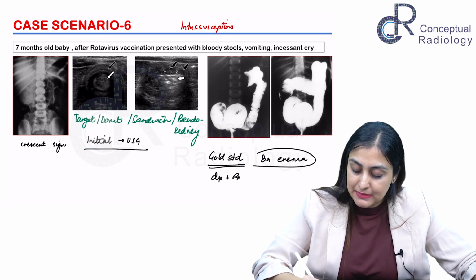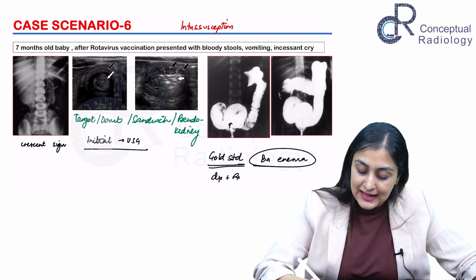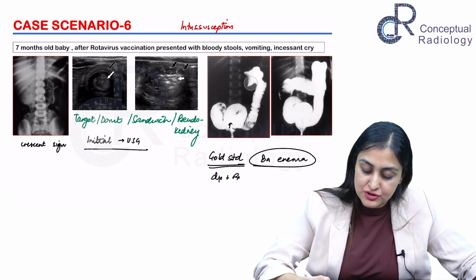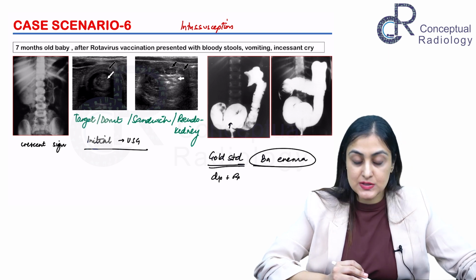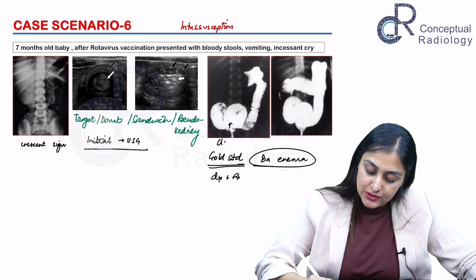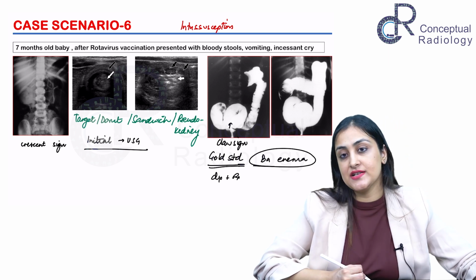So now we're talking about barium enema. When I do a barium enema, I will see at the level of the intussusception a claw or a pincer grasp or a meniscus which is forming. This has been called the claw sign, and this tells me the point where there is intussusception.